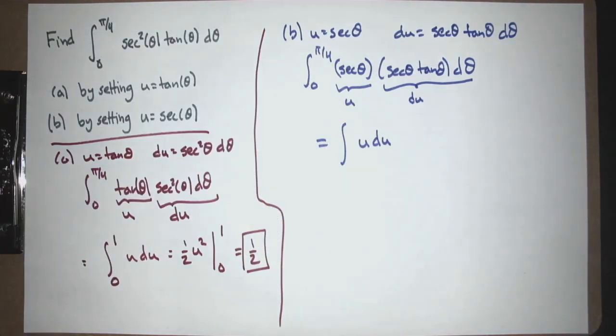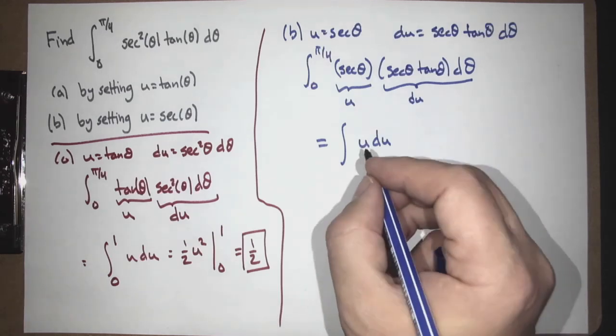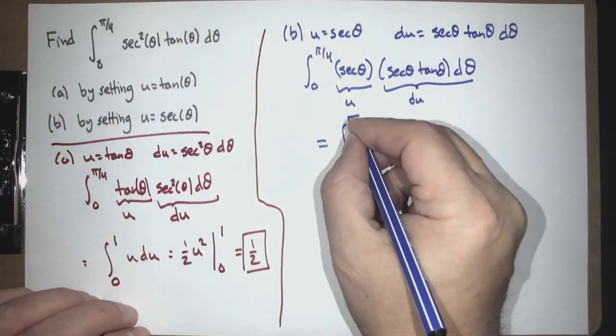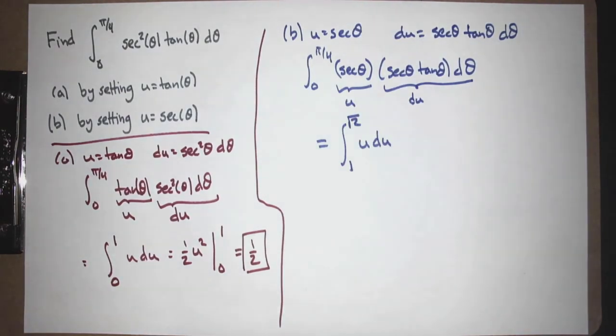Plug in 0. Does anybody know secant of 0? 1. Okay, now the real challenge. Secant of pi over 4. Square root of 2. Oh, you guys, that's awesome. I was prepared to hum and haw for a minute. But no humming and hawing needed here.